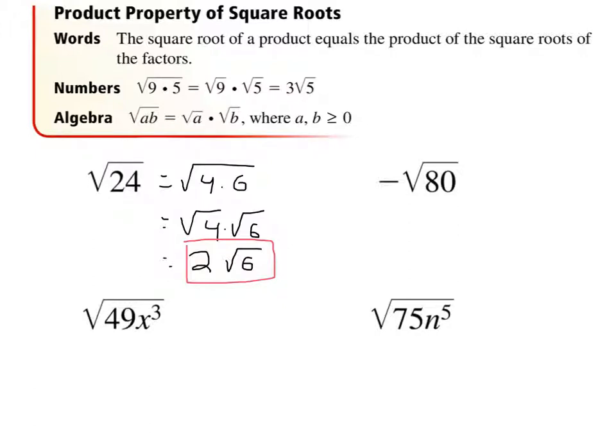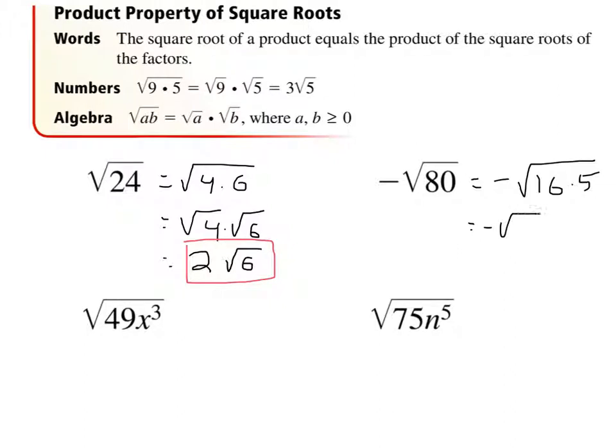For negative square root of 80, what I'm going to do is think, does 80 have any perfect square factors? And it does. There's a couple of them that I could choose. I could choose 4, but if I choose 4, I'm actually going to have to do something later on. I'm going to pick the biggest perfect square factor of 80, which happens to be 16. So I keep my negative that's outside, and I rewrite 80 as 16 times 5.